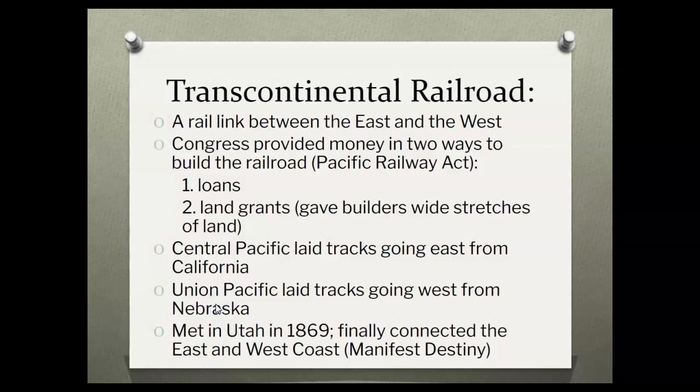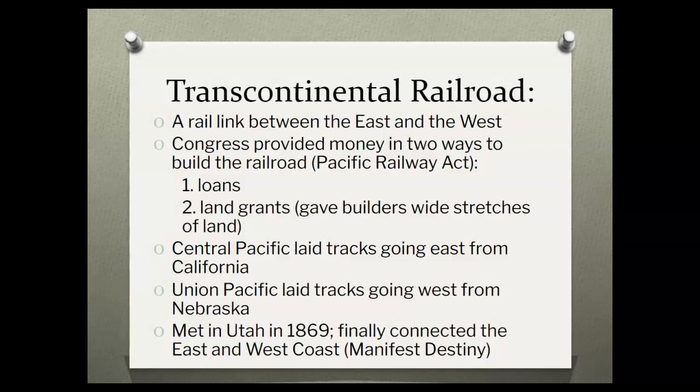The Transcontinental Railroad was a railway link that was going to connect the east and the west part of the nation. Congress provided money in two ways to build our railroads, through the Pacific Railway Act. One, they gave loans, and secondly, they gave land grants, giving builders a wide stretch of land that they could build on.